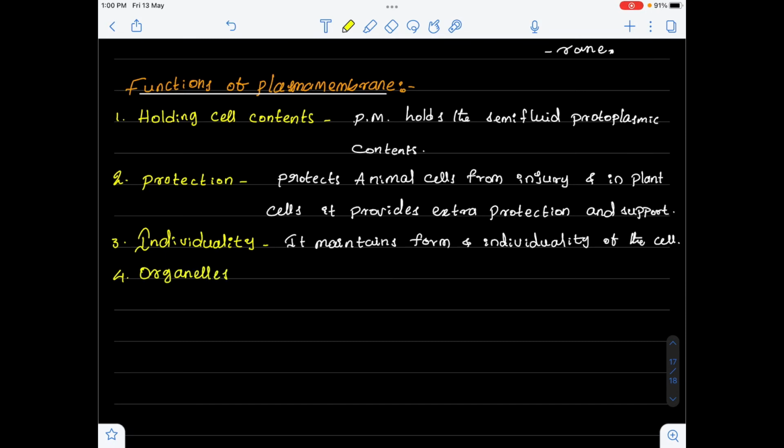Next, organelles. The cell membrane delimits a number of subcellular structures or organelles like the nucleus. It is the largest cell structure. Next, mitochondria, plastids, Golgi apparatus.